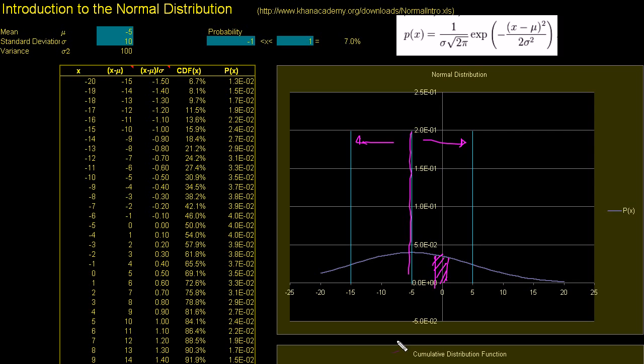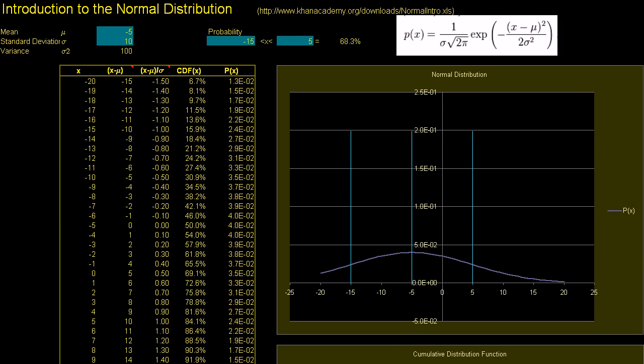I'll just click on this, and I could ask, what's the probability that I land between, let's see, one standard deviation, the mean is -5. One standard deviation below the mean is -15. And one standard deviation above the mean is 10 plus -5, which is 5. So that's between -15 and 5. So 68.3%. And that's actually always the case, that you have a 68.3% probability of landing within one standard deviation of the mean, assuming you have a normal distribution.